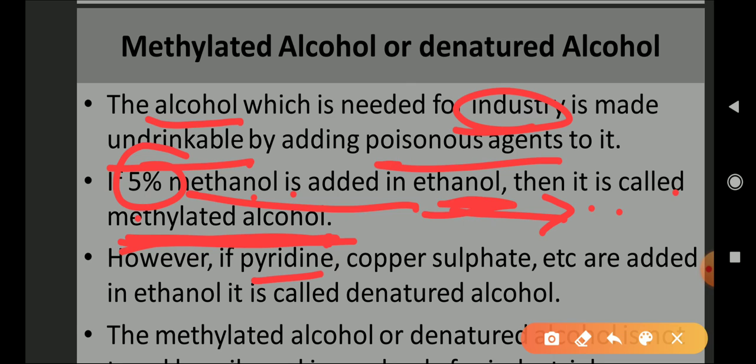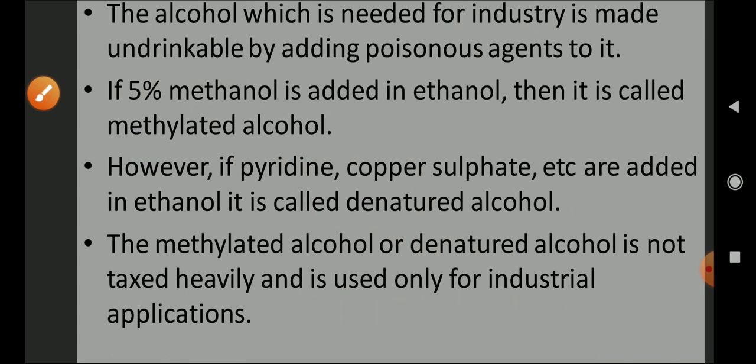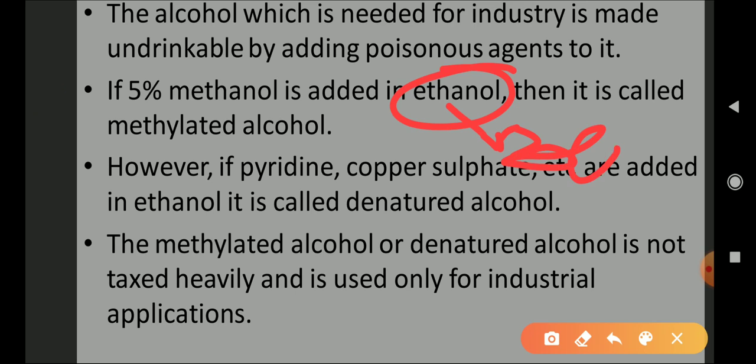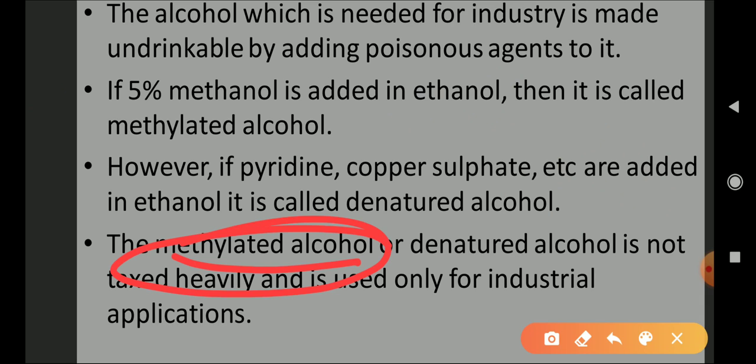Sometimes they use pyridine and copper sulfate, and it is called denatured alcohol. It is unfit for drinking. Methylated or denatured alcohol is not taxed heavily. If it is ethanol, as in beer, wine, whiskey and all, it is taxed heavily. But if it is methylated alcohol, it is not taxed. So people who want cheap drinking go for methylated alcohol.